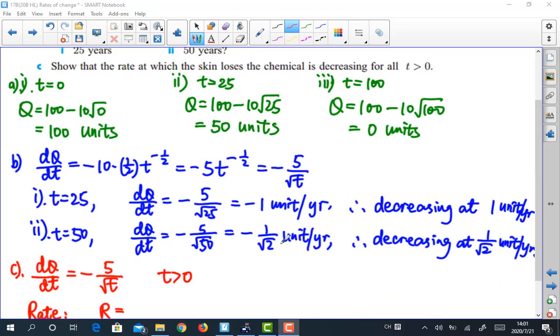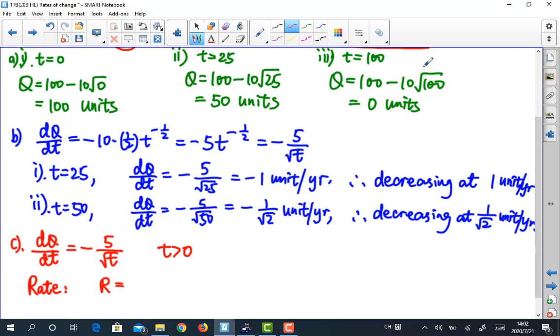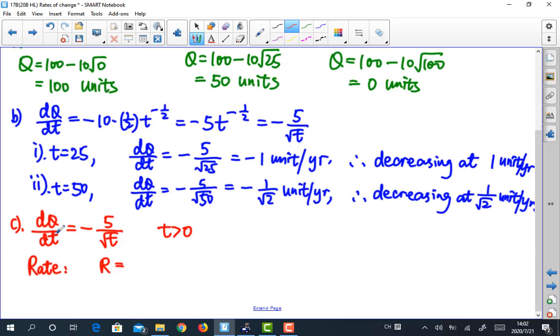C. Show that the rate at which the skin loses the chemical is decreasing for all t greater than 0. So we know dq over dt is the rate of change. This includes the sign of the change. Even look at B: dq over dt is negative 1 unit per year. But when we answer, the rate actually is decreasing at 1 unit per year.